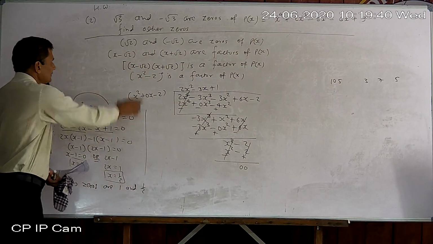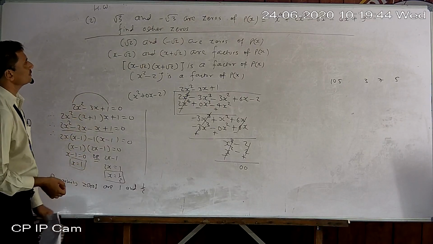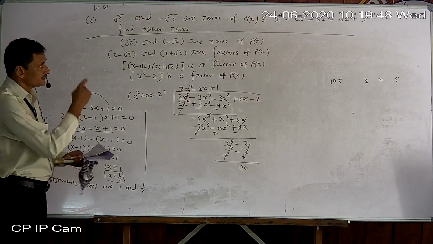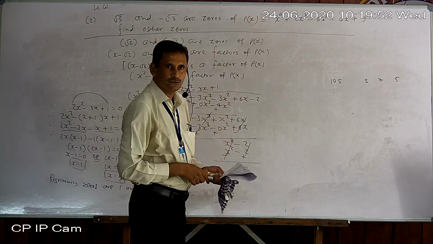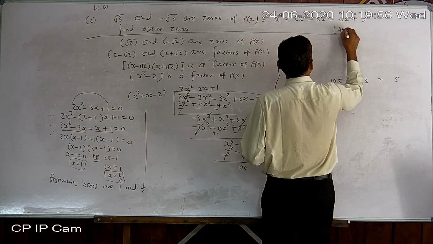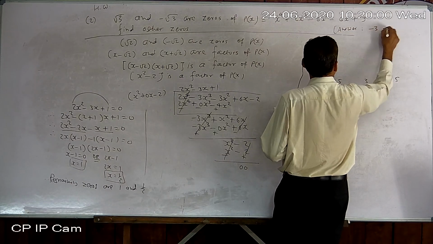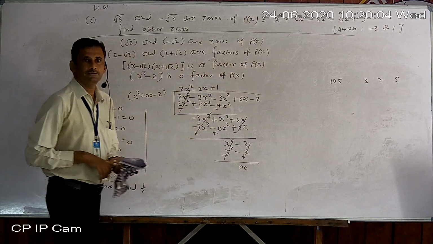Just like the second sum, the second homework. If root 3 and minus root 3 are zeros of p of x, x4 plus 2x cube minus 6x square minus 6x plus 9, then find the remaining 2 zeros. Okay, the answer will be minus 3 and 1. Okay, the answer will be minus 3 and 1.